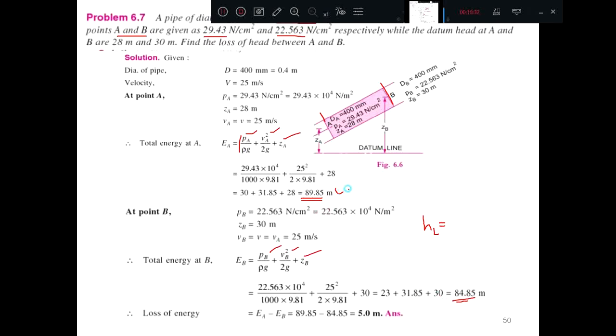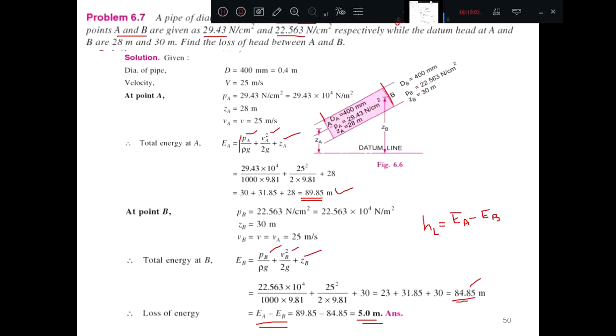At A the energy is more compared to B, hence we get EA minus EB, that is energy at A minus energy at B. Finally we get 5 meter as the loss of energy, or 5 meter as the loss of head. So this is how we calculate the energy loss by using Bernoulli's equation.